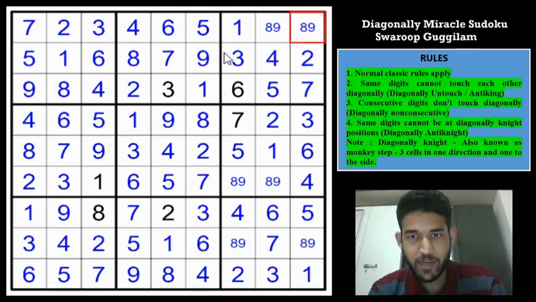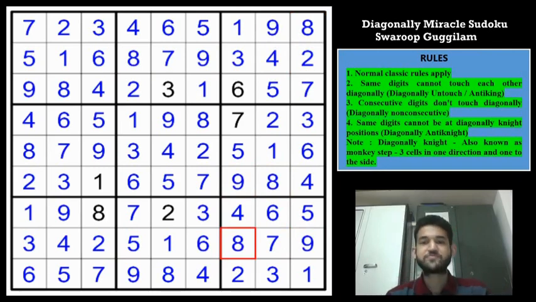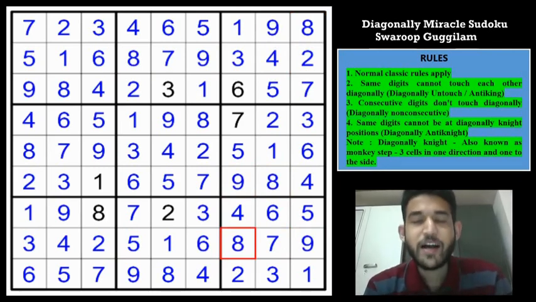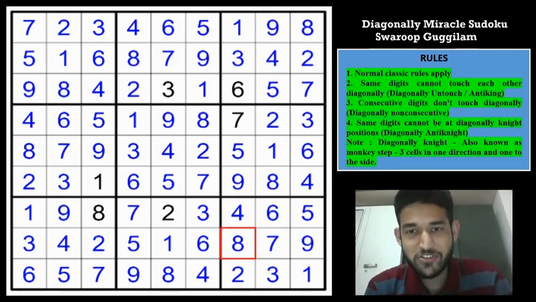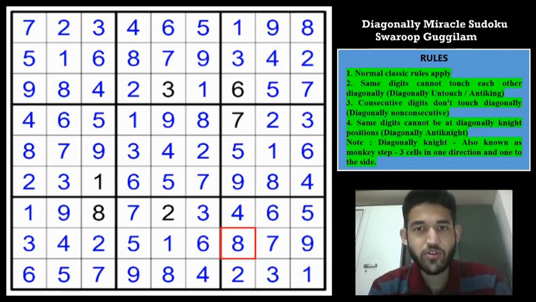And this 9 is a monkey step away. 1, 2, 3 and 1. So this is an 8. And this is a 9. This is a 9, this is an 8, this is a 9 and this is an 8. And that completes this miraculous Sudoku from Swaroop Gugilam. So 100 marks to him for creating this Sudoku with very few givens, and also miracle Sudokus.